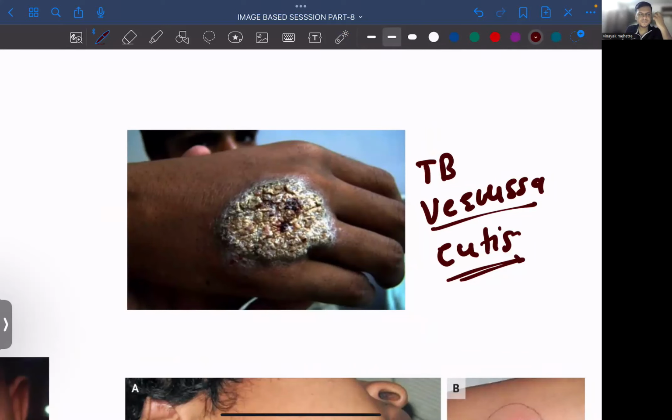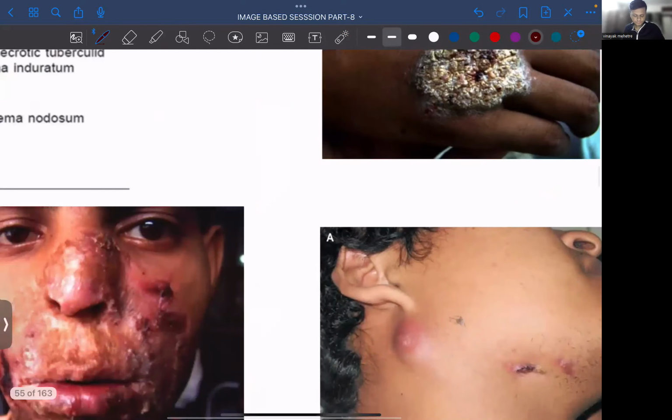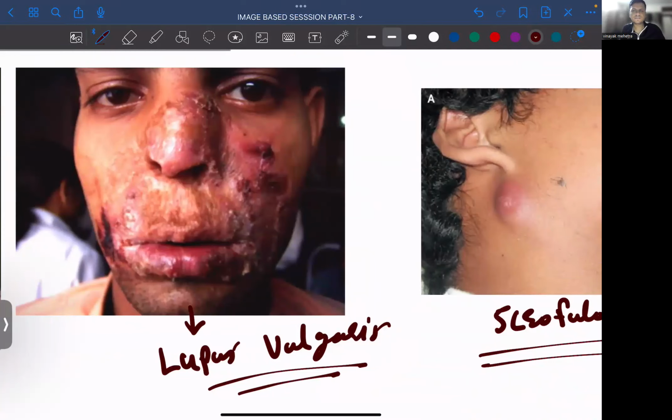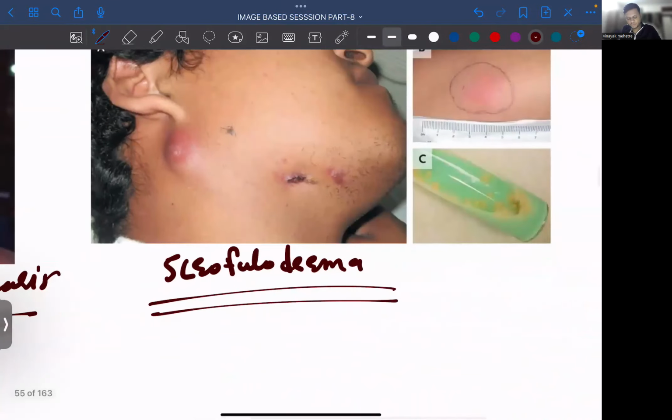ठीक है, किस में मिलेगा? एनाटोमिस्ट और पैथोलॉजिस्ट working without gloves, they are working with bare hands, okay. This is called as lupus vulgaris. Lupus vulgaris.